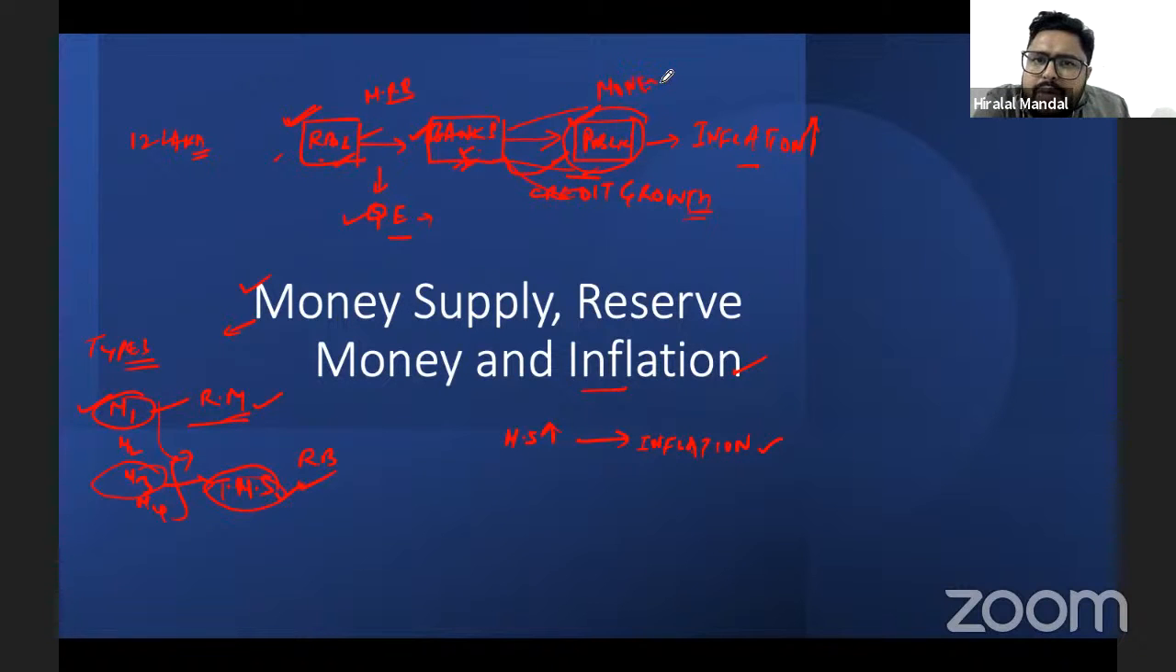Let's say you buy a loan, then what happens? Money comes into your hand, so more money will come into the hand of the public. All right. So if more money comes into the hand of the public, then what happens? If you want to buy something, your willingness to buy increases. Why? You want to pay the amount. Okay. So what will happen?